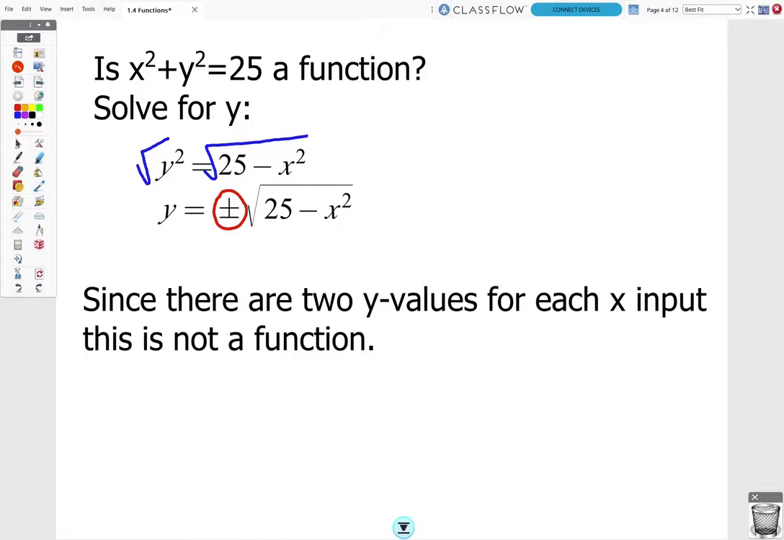That plus or minus is usually an easy way to tell. This might not work, but it's not always the case. Best thing to do is, if you can, solve for y and then go from there.